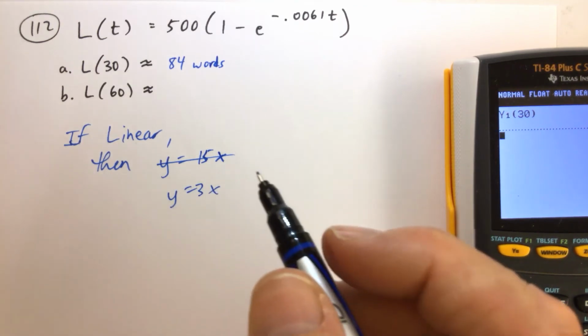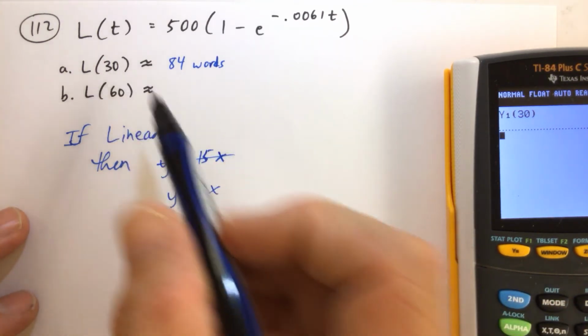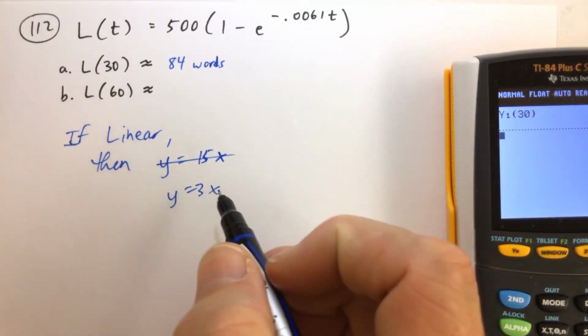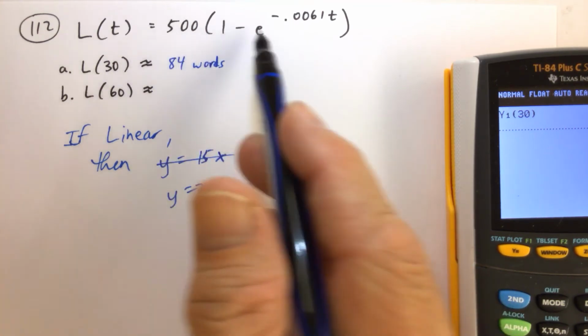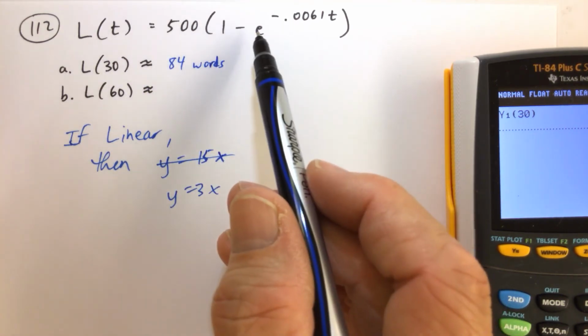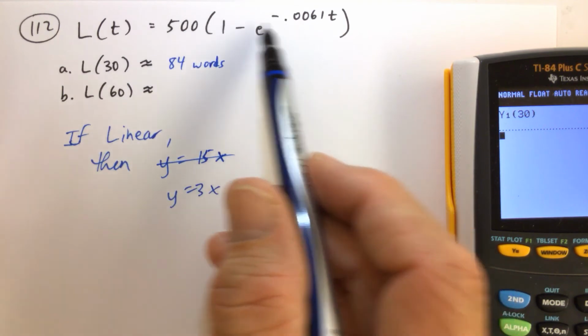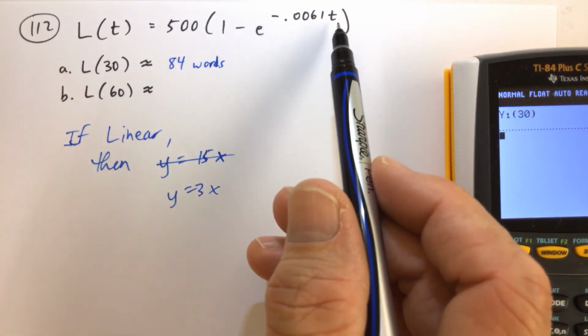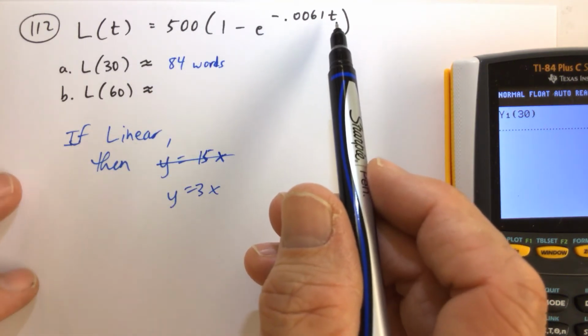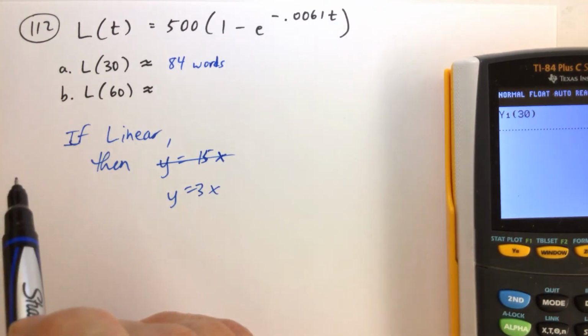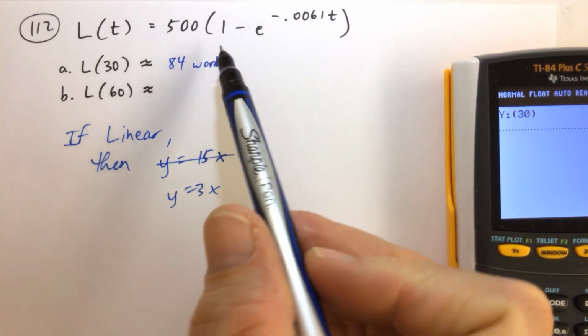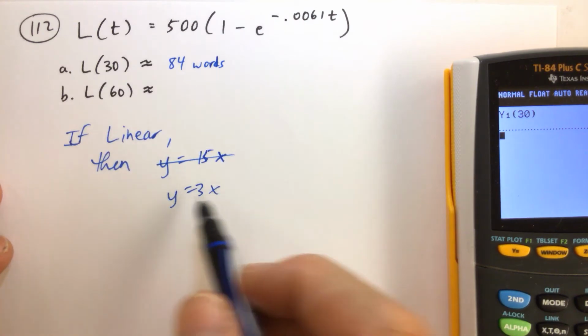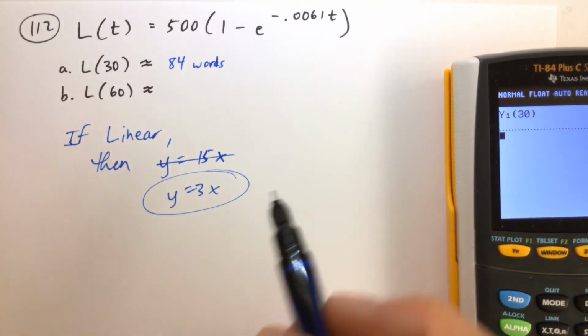And so if you wanted to know how many words he would learn after 30 minutes, he would learn 90 words. But this is not linear. Understanding exponential functions, when you see this function, you should realize that this is an exponential function. The rate of change is not going to be linear. So if it were linear, it would be that equation, but it's not.